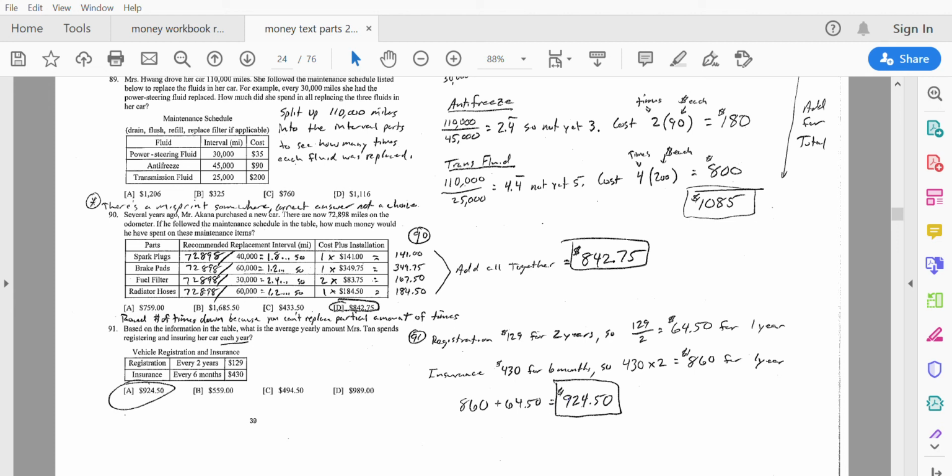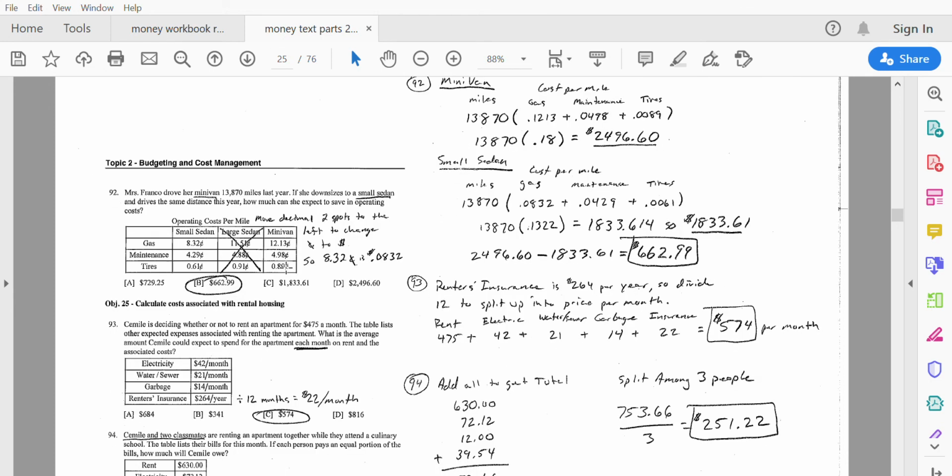And so 6 months we have to pay that once, then we have to pay it again for another 6 months to get to that 12 months for a year. So that's why we take it times 2. So that's $860 a year. Insurance does cost a lot of money. So now registration is that much for a year, insurance this much for a year. We add the 2 together, we get $924.50. Okay. All right, I think we got one more problem here.